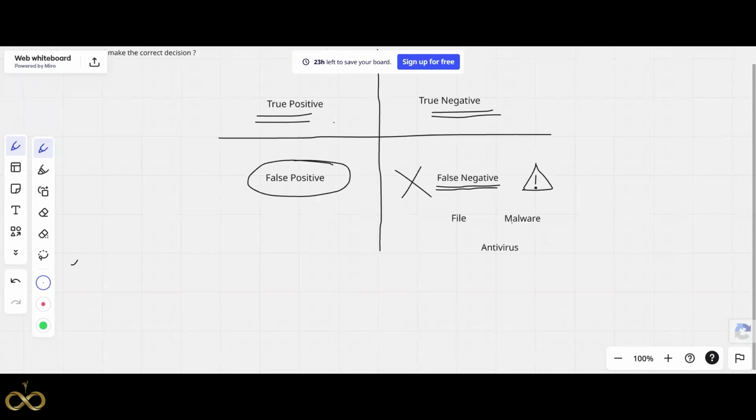Okay, next question. A hacker steals customer data, but the SIEM solution which you are using never generates any alert. Which category is this? False negative. Okay, next question. Employee logs in every day during office hours. SIEM does not generate any alert because everything is normal. Which category is this? True negative. Right. Okay.